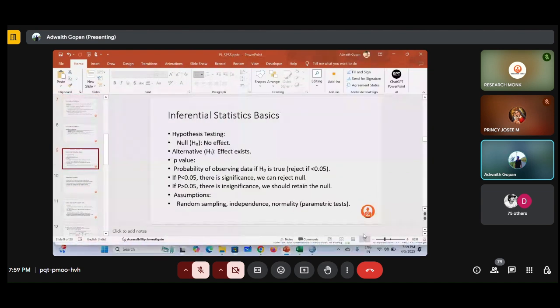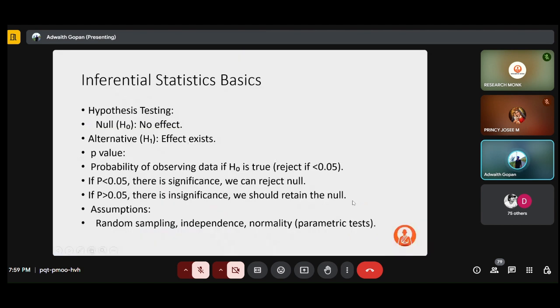After the descriptive statistics, we will go towards the inferential statistics. Inferential statistics means we are estimating the population using our samples. That means the usual logic is we cannot collect data from the entire population. So what we'll do is we will collect data from a few people randomly.